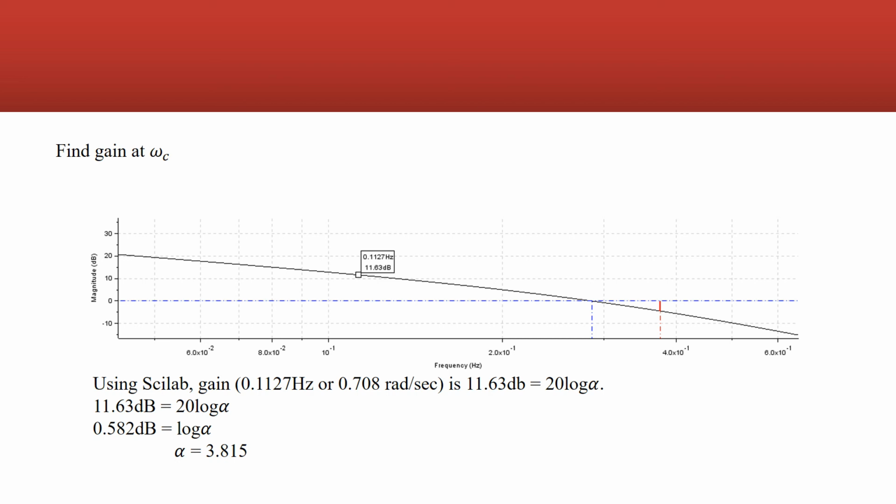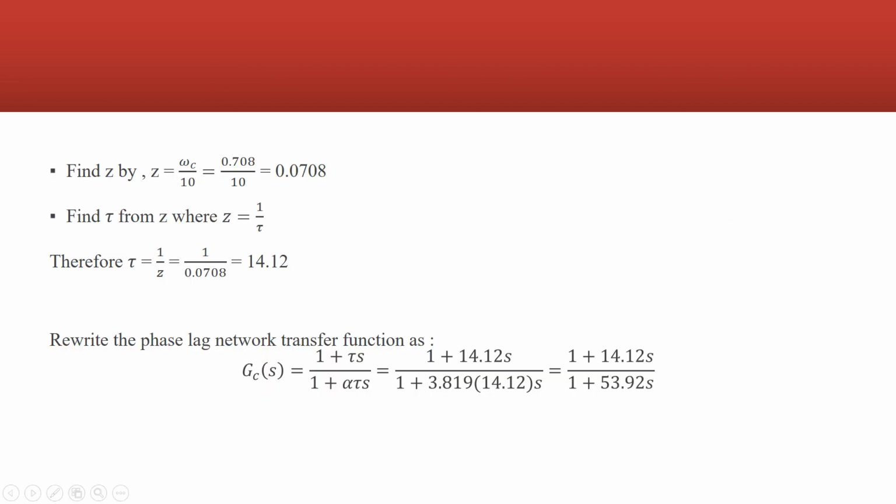11.63 dB is equal to 20 log alpha. After that, we do the mathematical manipulation and get alpha equal to 3.815. Now we are going to find z and tau to complete the phase lag network transfer function Gc of s. We found z as omega c over 10, so z equal to 0.0708 and tau equal to 14.12.